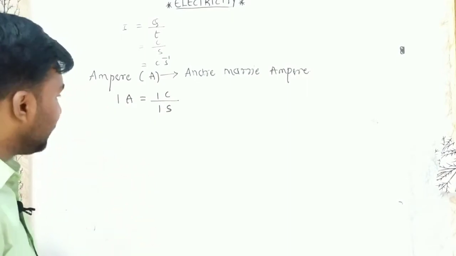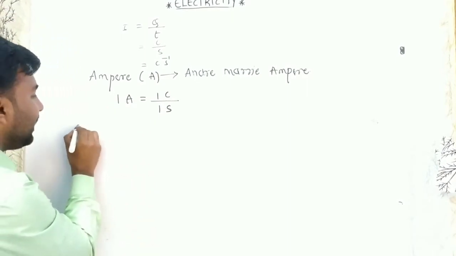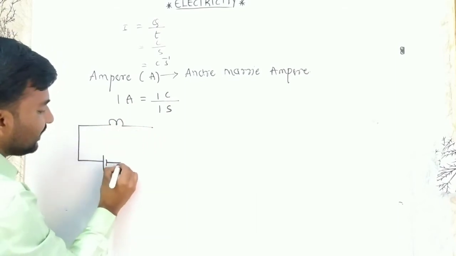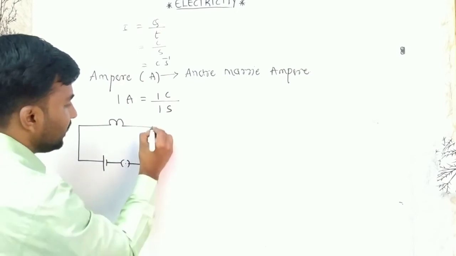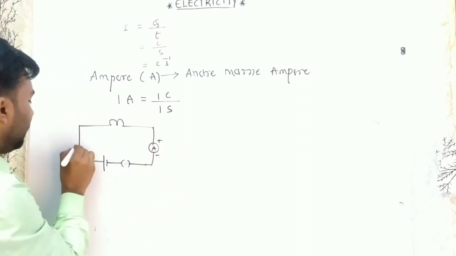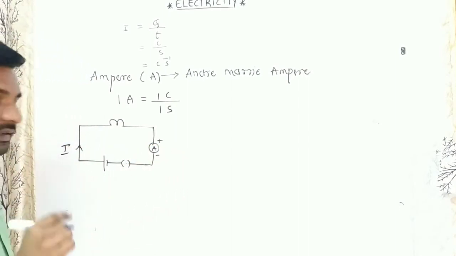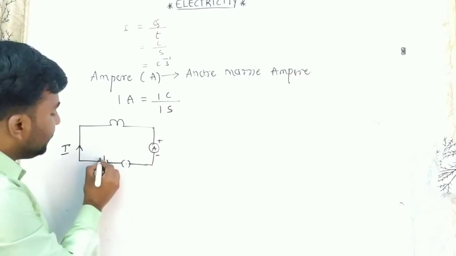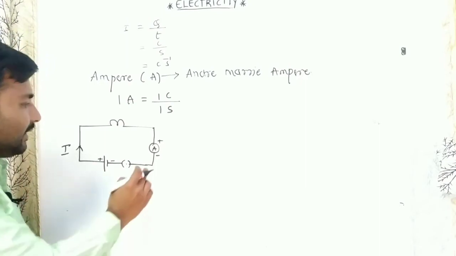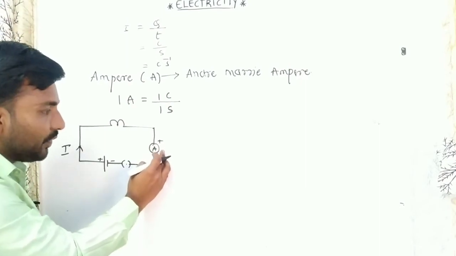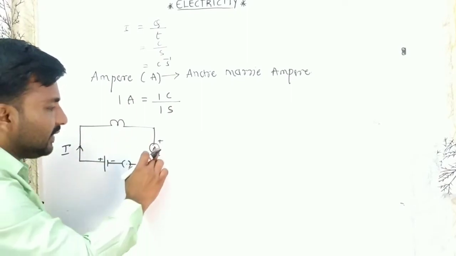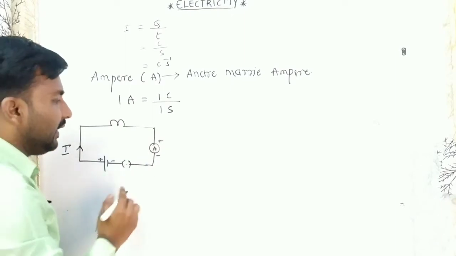So let me draw the circuit once again in order to know it clearly. Here I have taken the electric bulb, here the electric cell, the switch, and this is the ammeter, with negative and positive terminals. This is the direction of the electric current, always from the positive terminal of the cell or the battery. Ammeter is the device which measures the electric current in the circuit. Fine. Now this ammeter I have connected in series.